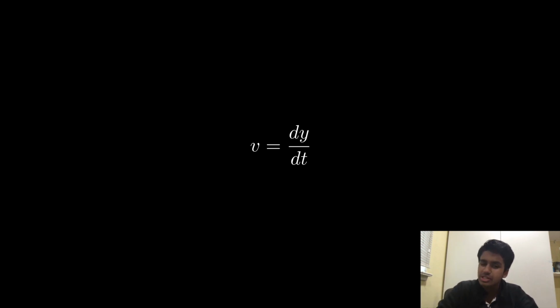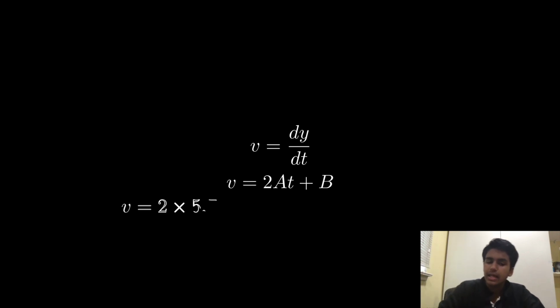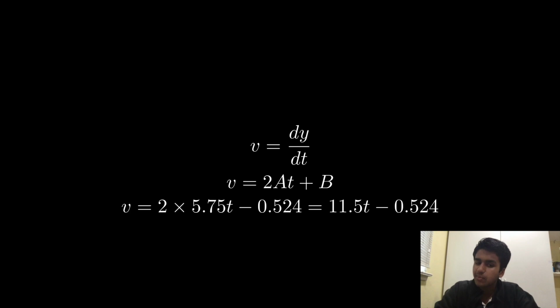So we use the power rule to get that v equals 2at plus b. And then a and b are constants. A is 5.75 and b is minus 0.524. So we plug both of those in to get that the velocity, an expression for it, is 11.5t minus 0.524.